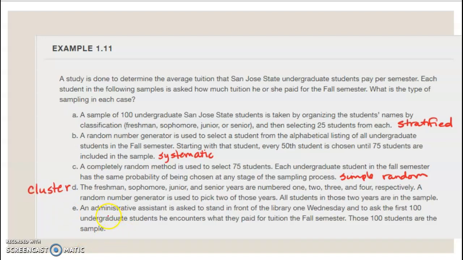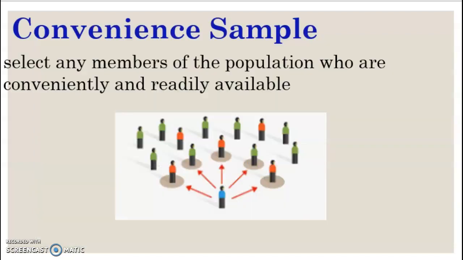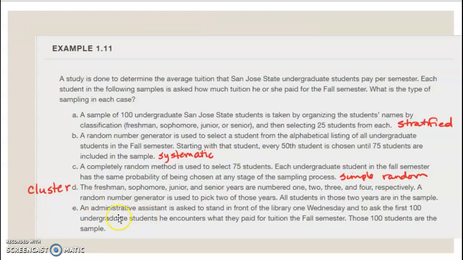An administrative assistant is asked to stand in front of the library one Wednesday and to ask the first 100 undergraduate students he encounters what they paid for tuition the fall semester. Those 100 students are the sample. Well, that one would be your convenience sample. He's standing right in front of the administration building and just asking the people that pass by. So that for E is convenience.